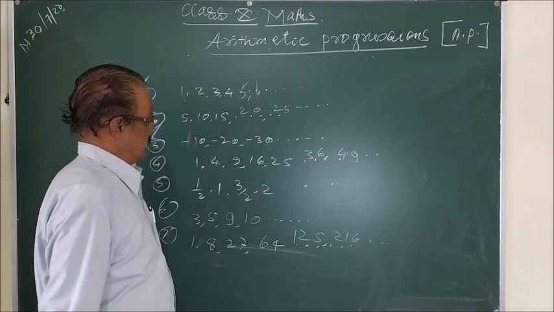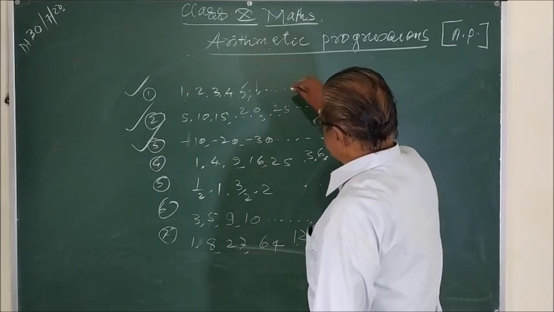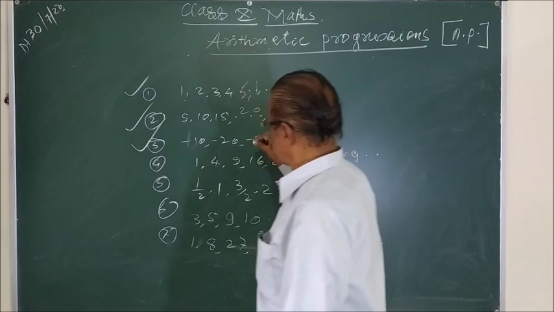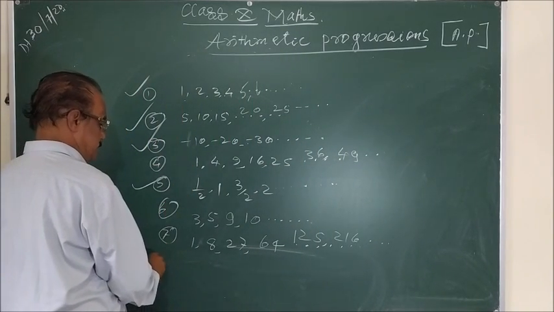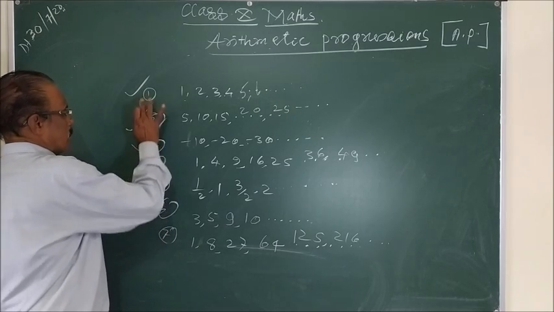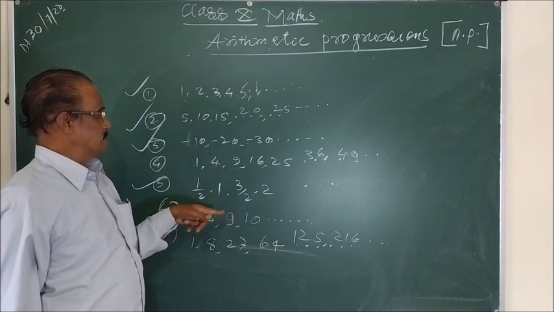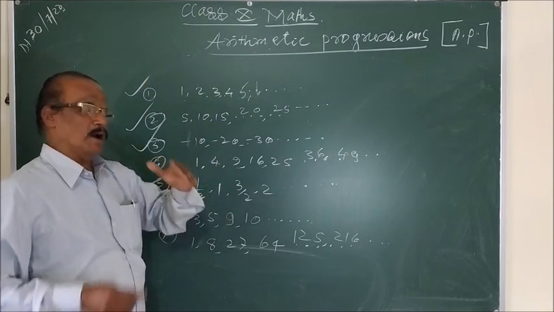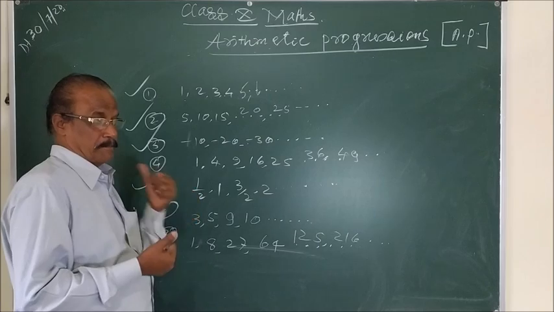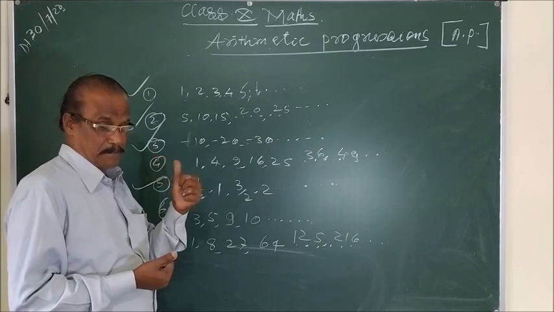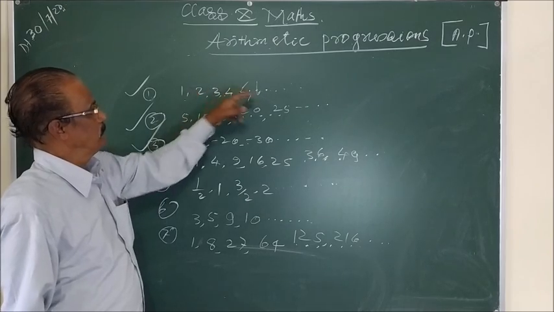Important point that is to be understood. That's number 1, 2, 3, and 5, and these 4 examples, we see in these examples, each number is obtained by adding a fixed number to the preceding numbers, and these are called in AP.